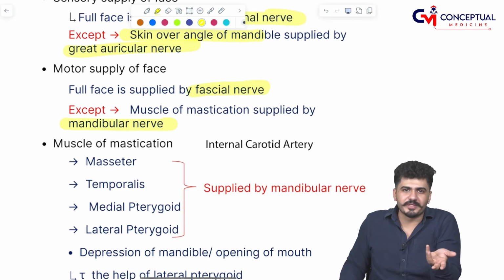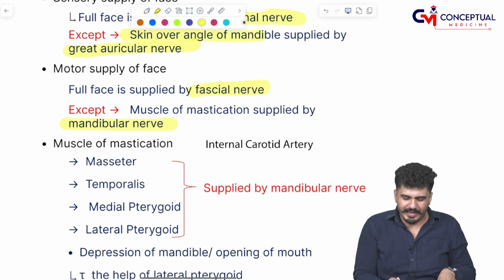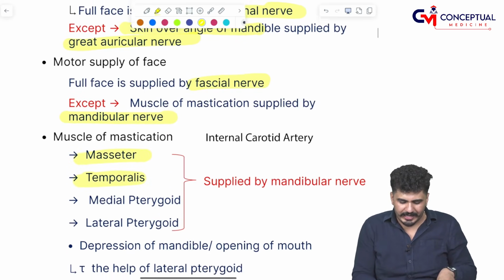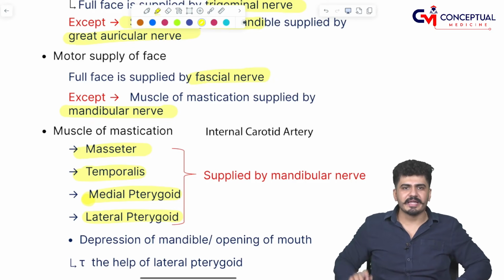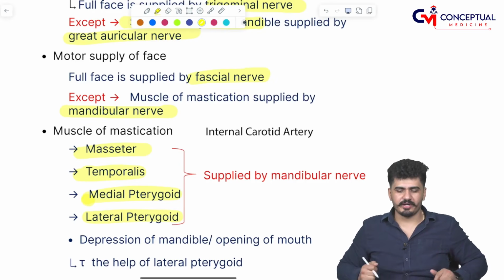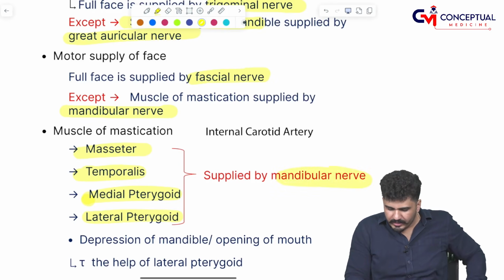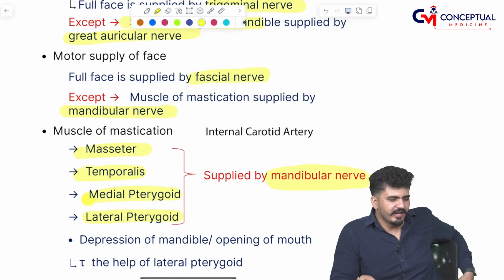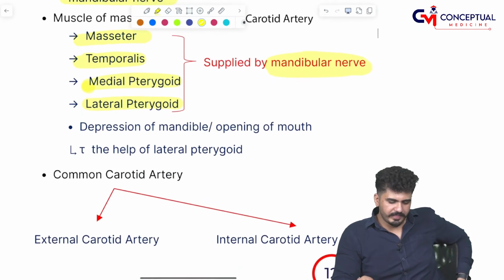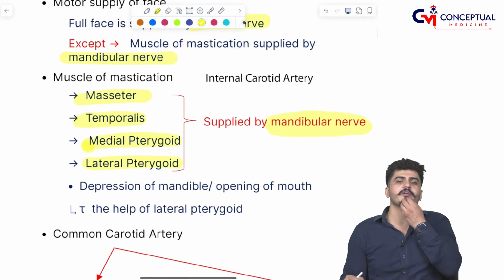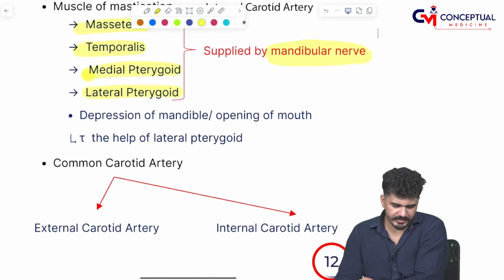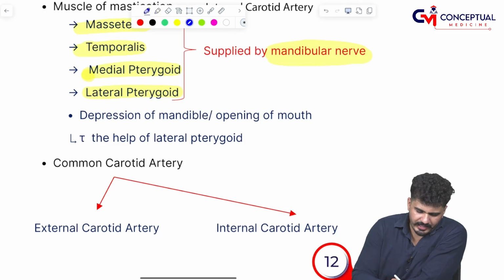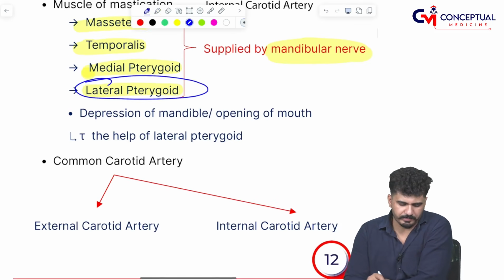Now what are the muscles of mastication? The muscles of mastication are masseter, temporalis, medial pterygoid, and lateral pterygoid. It is supplied by the mandibular nerve, sir. Now depression and opening of the mouth is done by what, sir? These muscles of mastication, and mostly in this you will have lateral pterygoid and medial pterygoid participating.